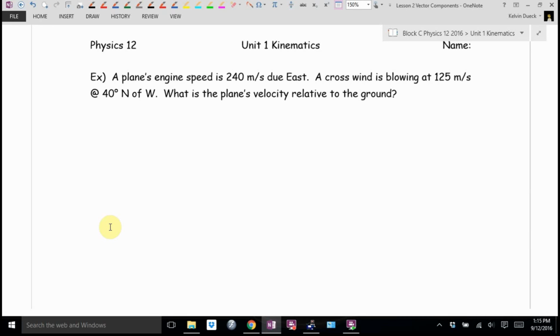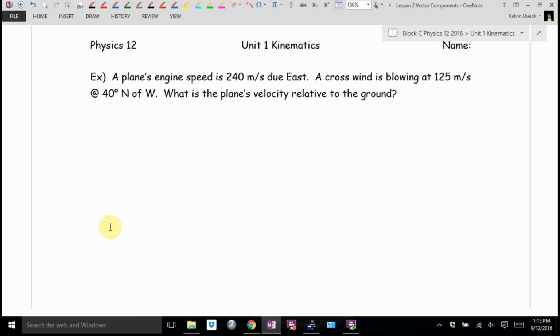Well, this is the upper level of how tough a question I'll throw at you. How can I tell at a glance that this is a yucky question? I see degrees, see the 40 degrees? Not a right angle. A plane's speed is 240 meters per second due east. A crosswind is blowing at 125 meters per second, 40 degrees north of west. What's the plane's velocity relative to the ground?